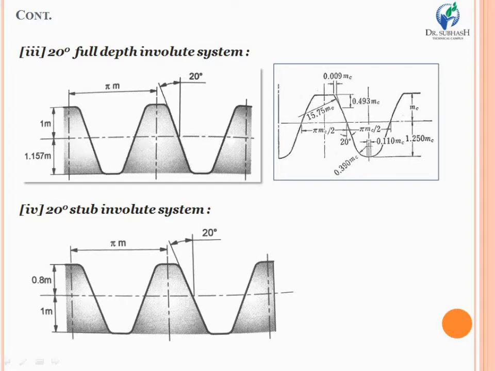So in order to remove the phenomenon of interference, especially for the 20 degree full depth involute system, it is minimized by removing the extra addendum of a gear tooth which causes interference. Basically, interference is produced due to a large addendum height. So in the 20 degree stub involute system, the addendum is decreased a little bit, and in that way we can minimize the interference that is produced during the power and motion transmission. Generally, 20 degree stub involute systems are widely used where heavy loads are required to be transmitted.